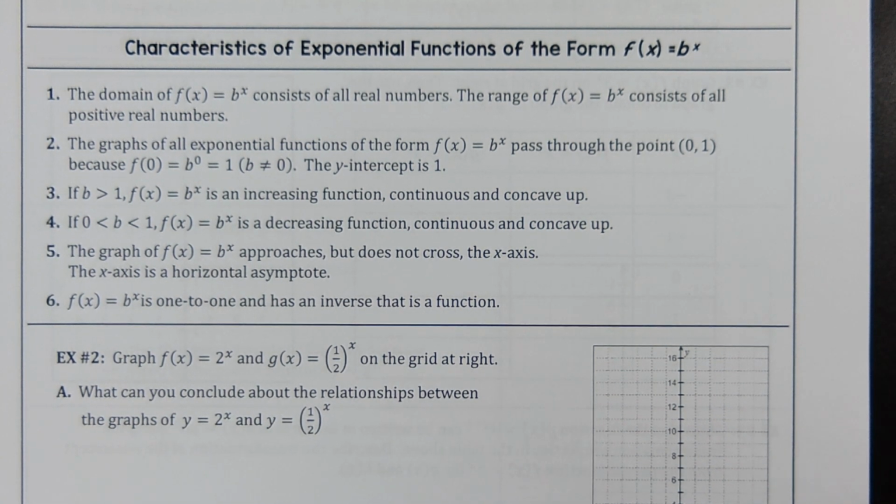All parent exponential functions will go through the coordinate 0, 1. Why? Because b raised to the 0 is always going to be 1. So all parent exponentials go through 0, 1. That makes the y-intercept 1 for all of them.